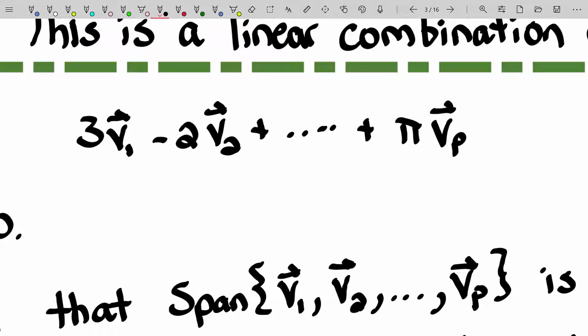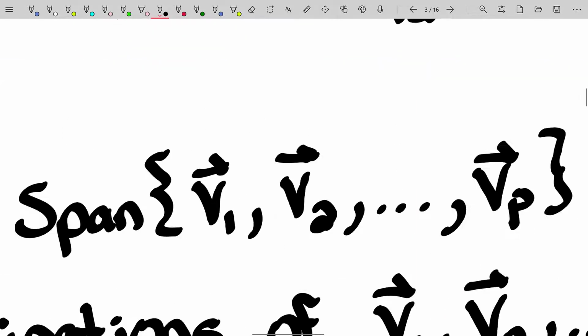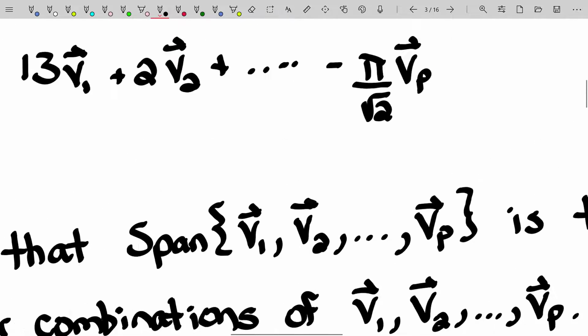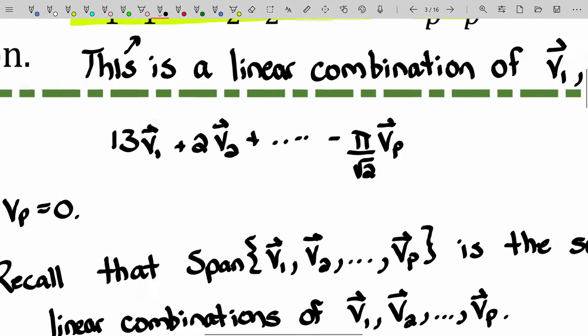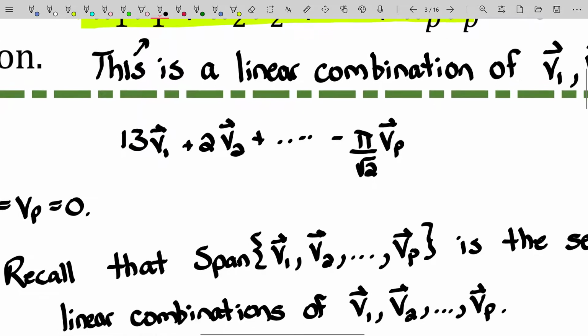But another linear combination that's in that span of all those vectors is this. Another linear combination that's in the span of those vectors is this one, or this one, or this one. So you could probably tell right now, the span of these vectors v1 through vp is an infinitely large set of vectors. Now, why am I mentioning that here?